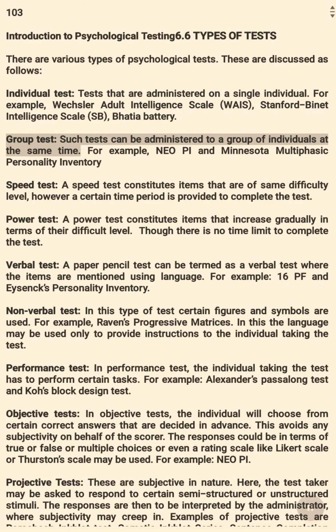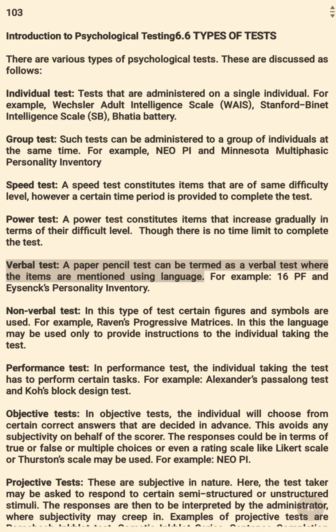Group test. Such tests can be administered to a group of individuals at the same time. For example, NEO-PI and Minnesota Multiphasic Personality Inventory. Speed test. A speed test constitutes items that are of the same difficulty level, however a certain time period is provided to complete the test. Power test. A power test constitutes items that increase gradually in terms of their difficulty level, though there is no time limit to complete the test.